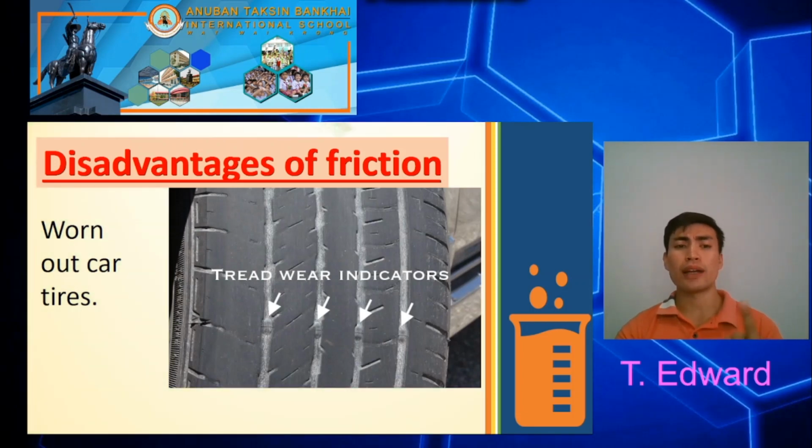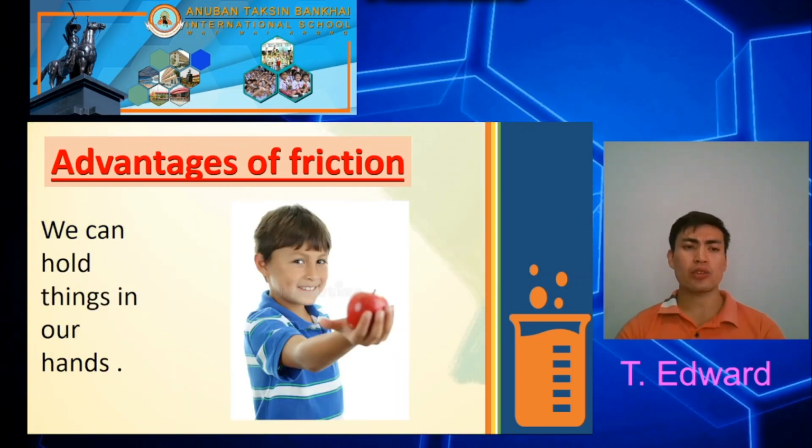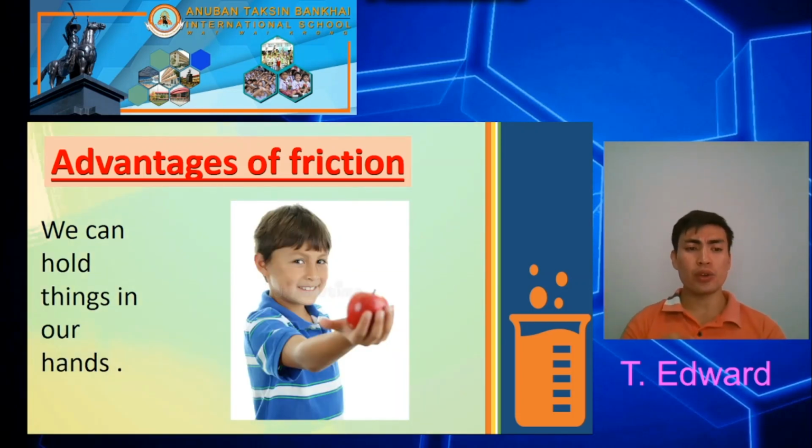Now let's go to the advantages of friction. We can walk and run without slipping. It means you will not slide when we walk and run because of friction. If there is no friction, we cannot walk properly because all of us will slide. You understand?